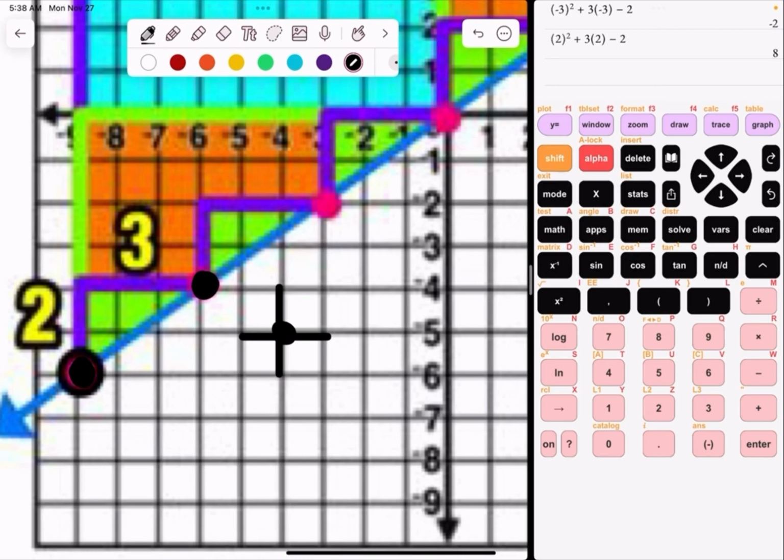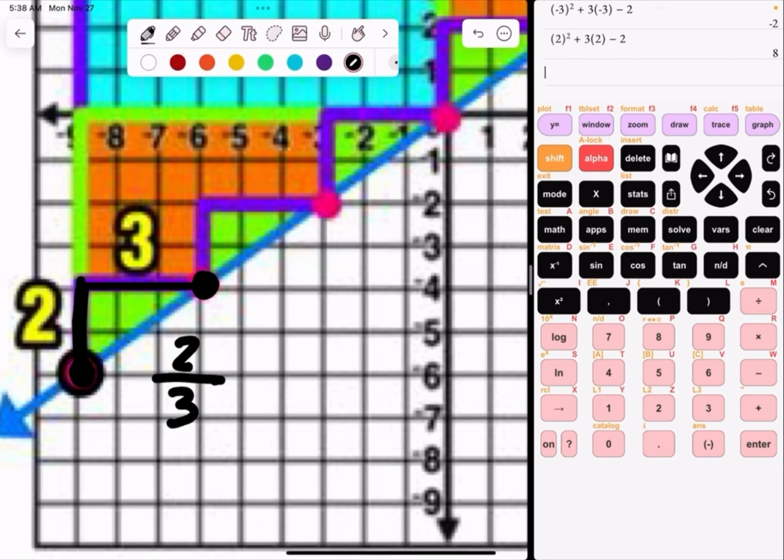Now I would count the rise. How much should I go up to get from this point to this point? I went up 2. How much should I go over? I went over 3. Because we were going up and to the right, they would both be positive, giving me a slope of 2 over 3.